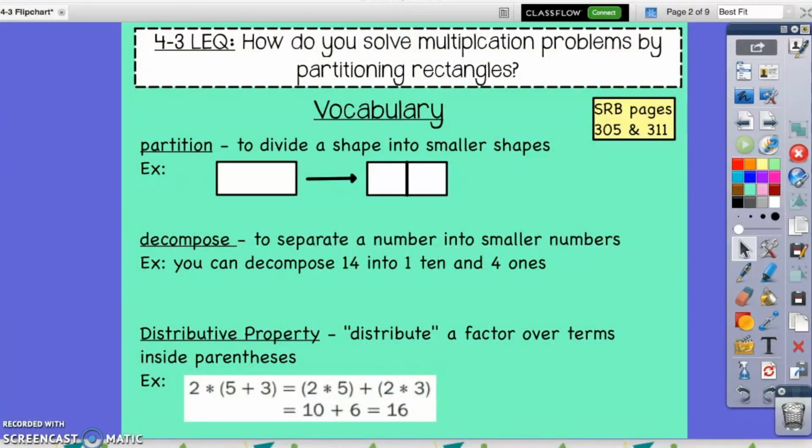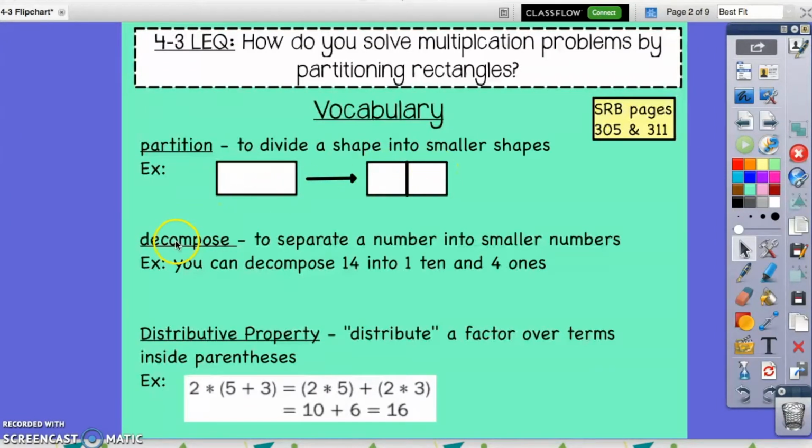Hi everyone, I just wanted to quickly preview our important vocabulary words for this lesson. Today we have 3 vocab words, and they are partition, decompose, and the distributive property. Our first word, partition, means to divide a shape into smaller shapes. As you can see in our example, we have a rectangle that is then partitioned into 2 smaller shapes.